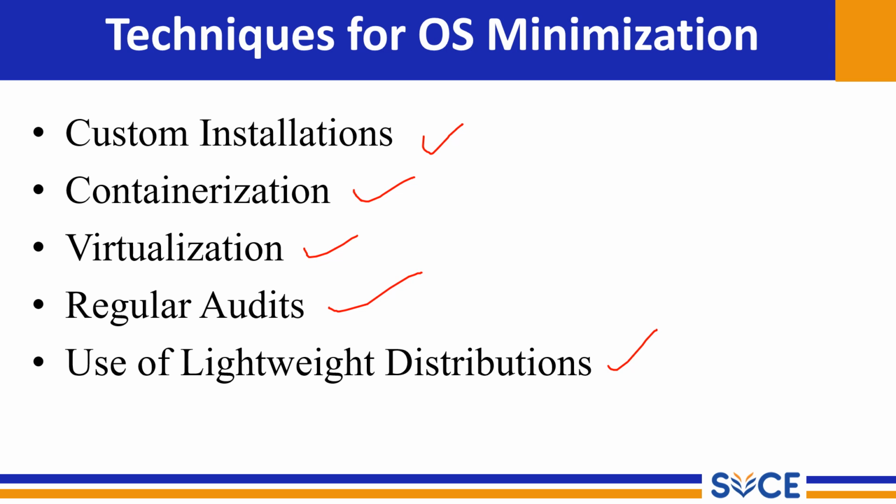In specific use cases, tailoring an OS to a specific purpose can optimize the performance and resource utilization. And what are the techniques of OS minimization? Optional features, the language pack, and then the default applications.